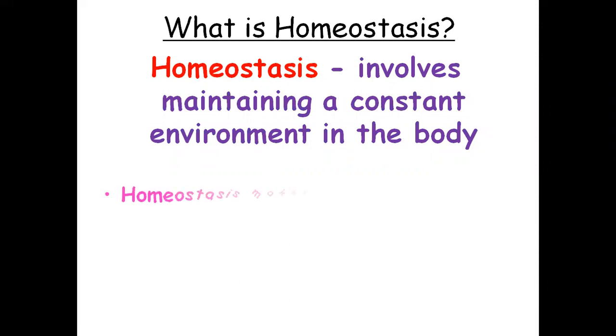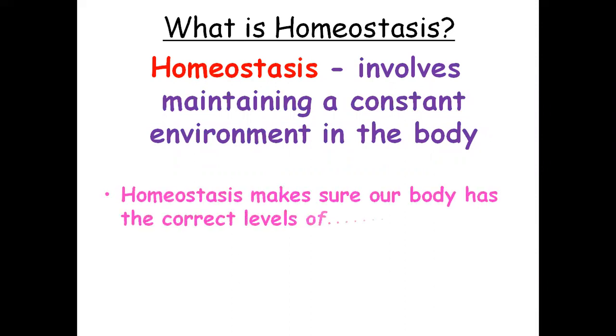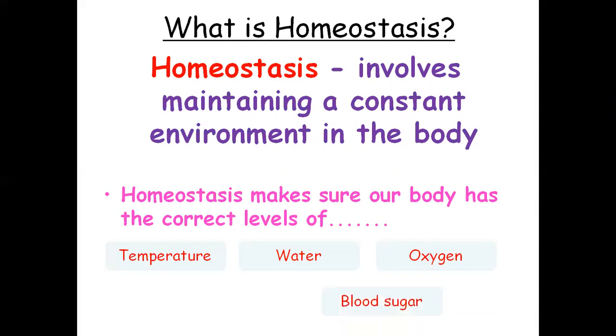For example, homeostasis actually makes sure our body has the correct level of water, temperature, oxygen, blood sugar, and carbon dioxide. So these factors should be maintained in our body.